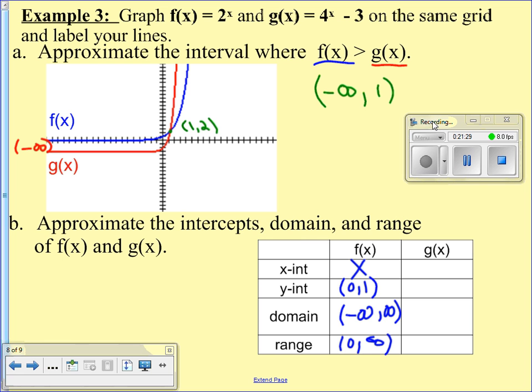Now g of x, the red function, has an x-intercept because it falls below the x-axis, and it looks like its x-intercept is at about 1, where it crosses the x-axis. So my x-intercept is 1, 0. My y-intercept is where it crosses the y-axis, and I can find that on my table from the calculator. Once again, going down to an x value of 0 and looking at the y value that goes with that, which is negative 2. So 0, negative 2 is my y-intercept.